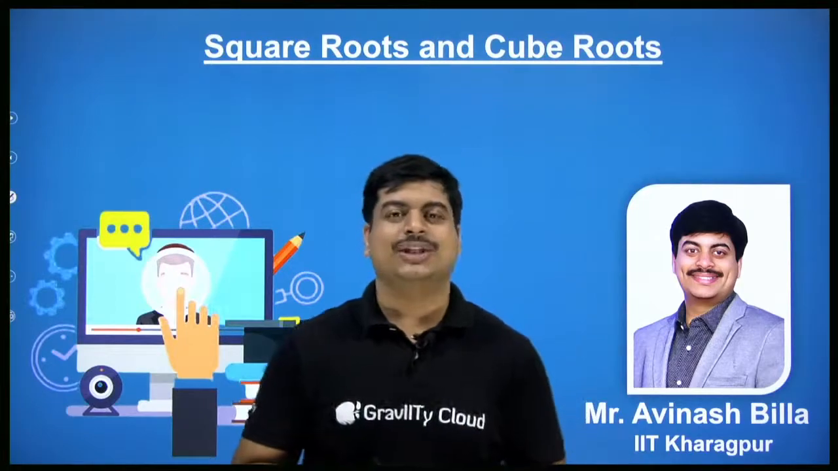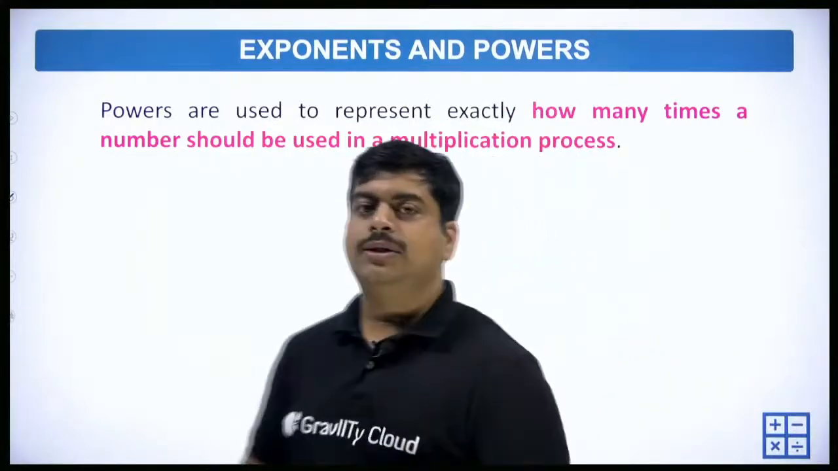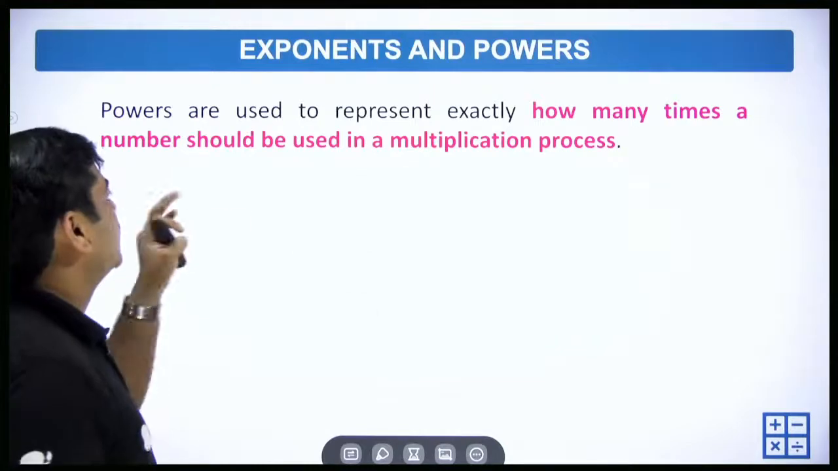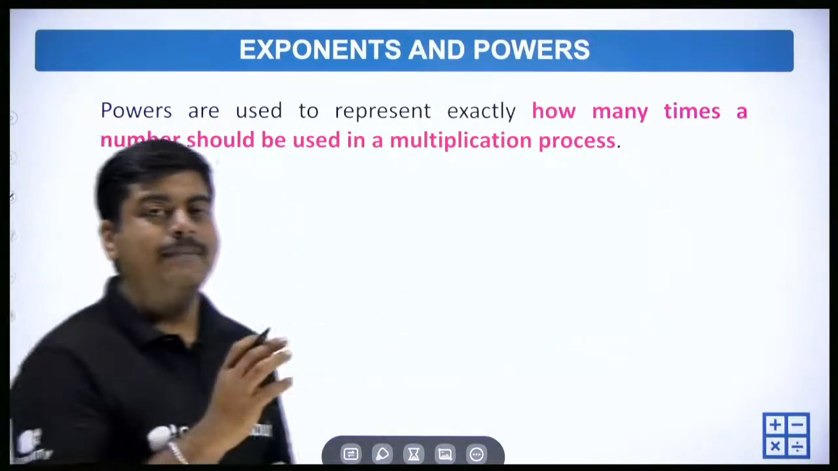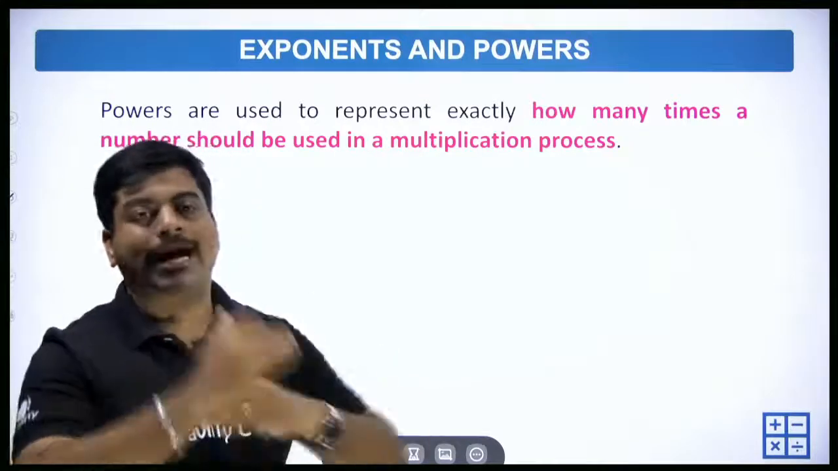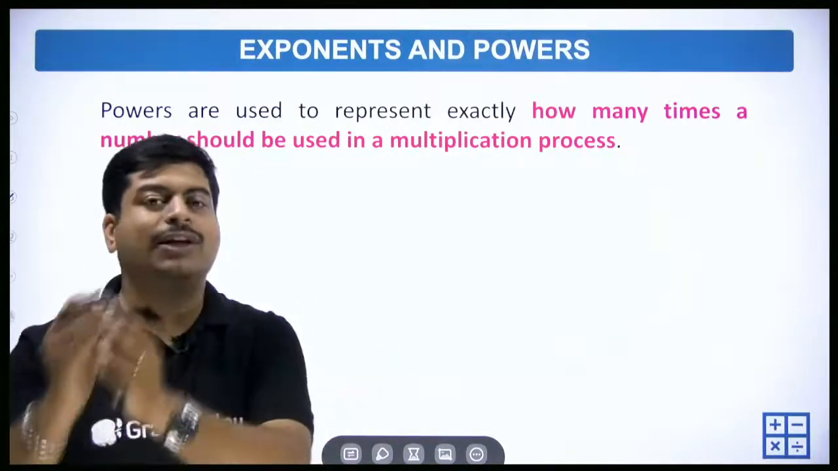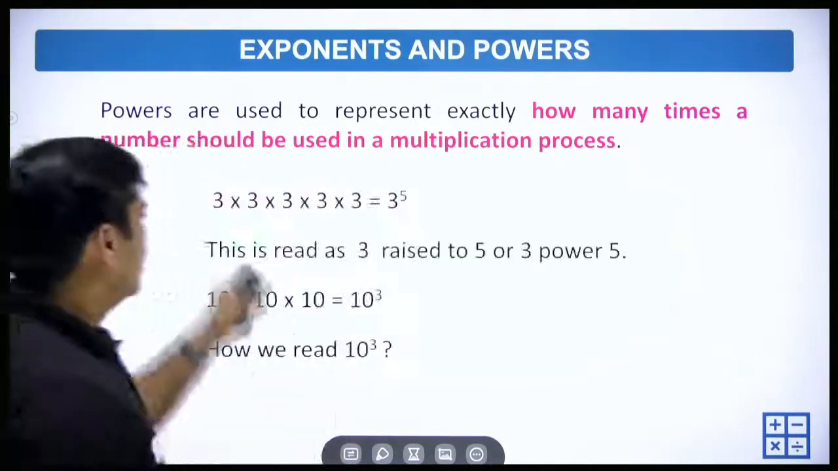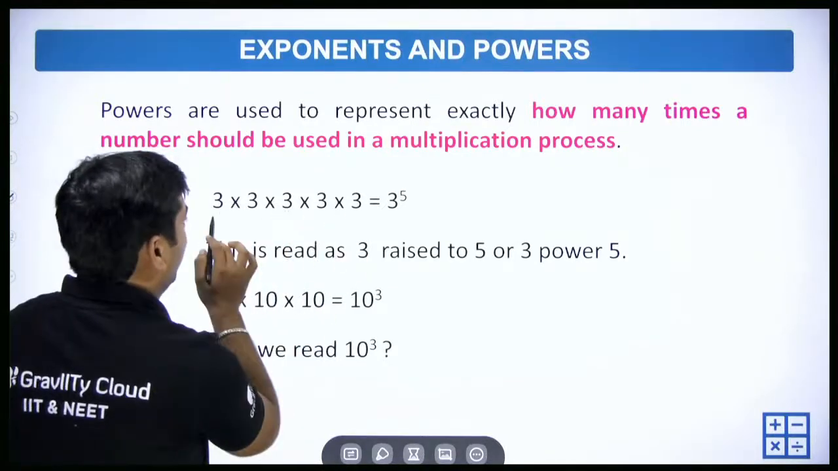Let's continue today's session. So what are exponents and powers, which we have already discussed in the previous classes? Powers are used to represent exactly how many times a number should be used in a multiplication process, how many times the same number should be multiplied by itself. For example, I have 5 into 5 into 5. How many times are we multiplying the same number? 3 times. Okay, so 3 into 3 into 3, 1, 2, 3, 4, 5, 5 times.